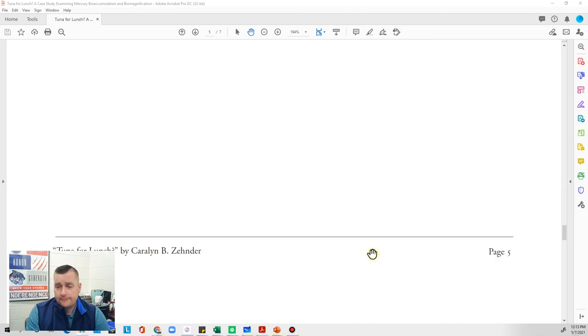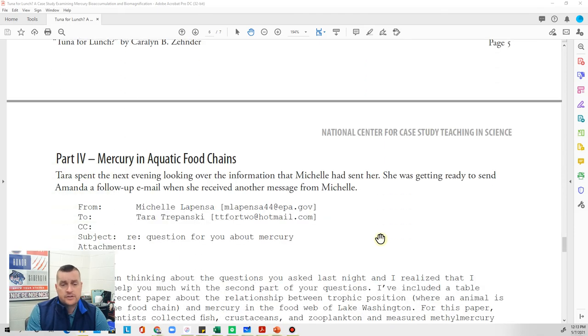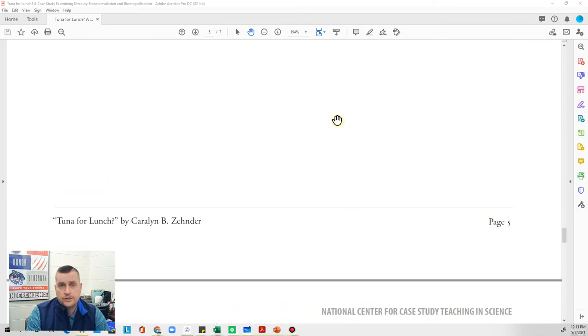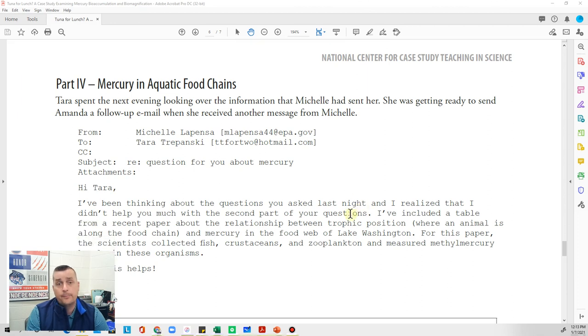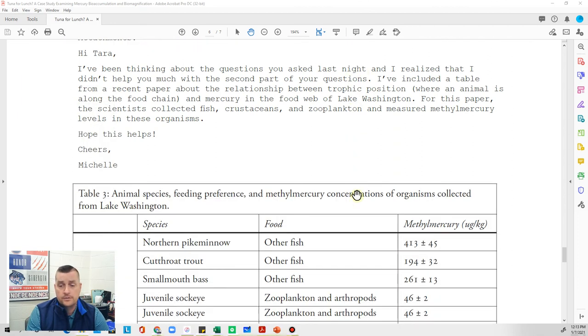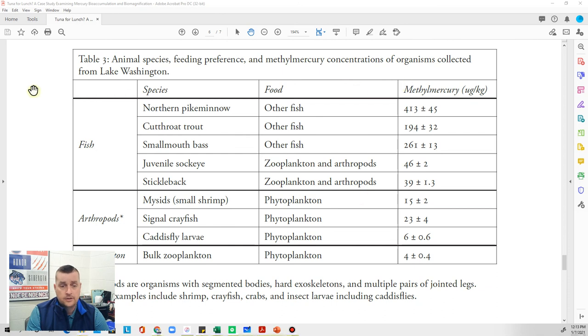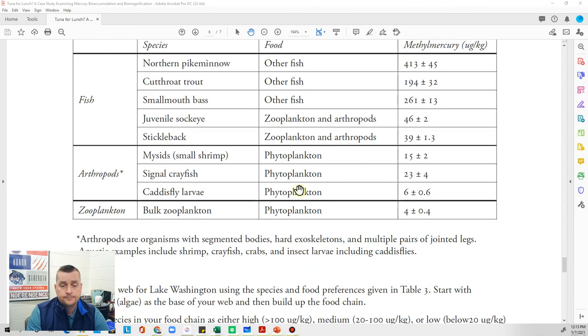Then after you get into that, what I'd like you to do is take a look at how mercury is actually going through the aquatic food chain. So I showed you in that presentation from Lake Washington, the food web, and how mercury is actually moving up through that food web. So this first part up here, pages 3, 4, 5, we're talking about bioaccumulation. Then we get down here to page 6. Now we're actually looking at biomagnification throughout these food webs. All right, so this right here is something that we actually saw in the presentation. So you can see how mercury levels are magnifying as they work their way up.